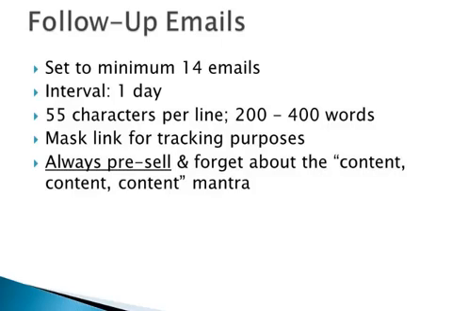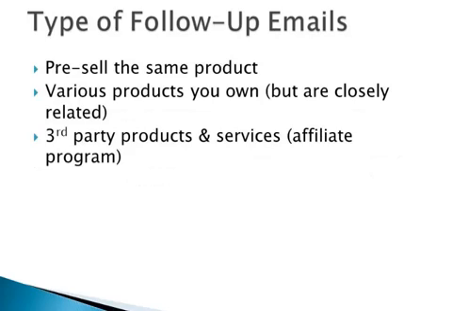Forget the content mantra. Instead, it's a pre-sell, pre-sell, pre-sell. Type of follow-up emails. Pre-sell the same product, various products that you own, but are closely related, third-party products and services, like affiliate program. There are basically three types of follow-up emails you can write to be set on autopilot with your autoresponder. The first is that you can pre-sell the same product over and over again.